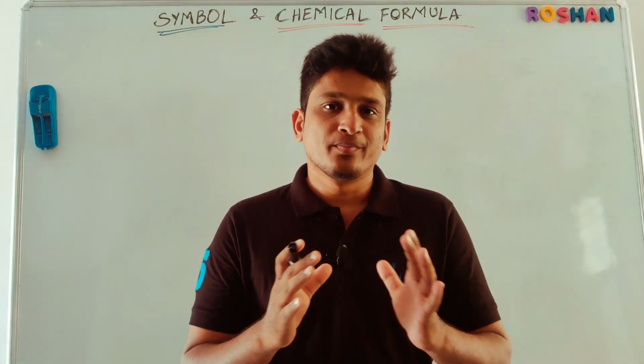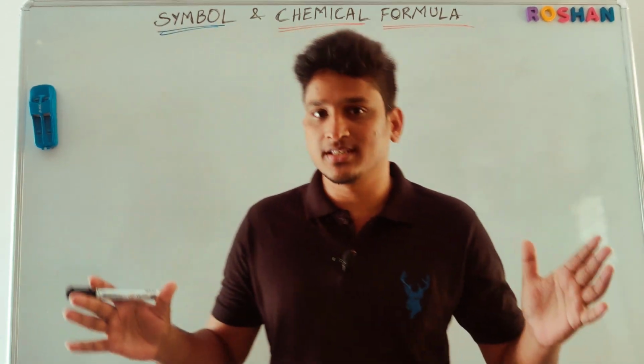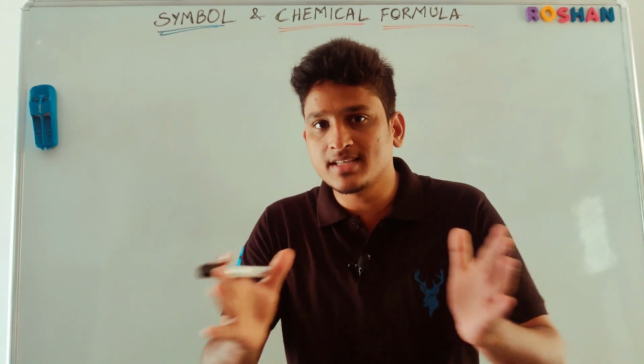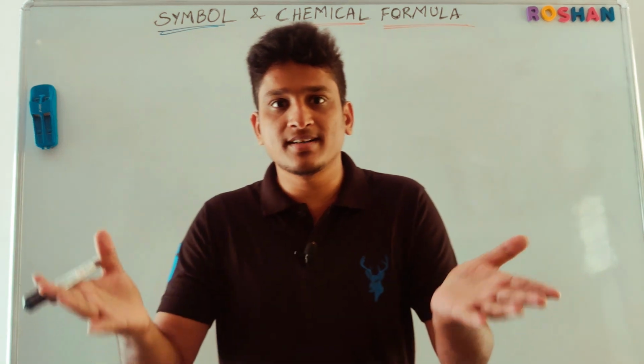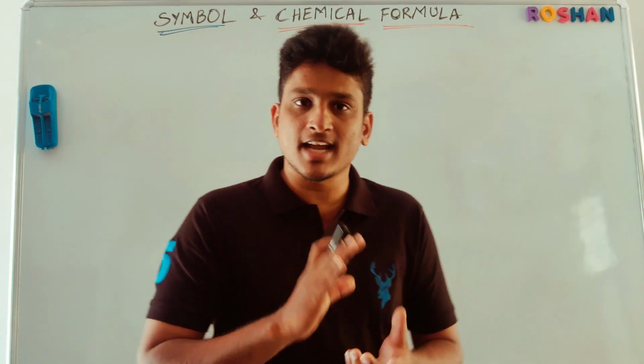Students, all these atoms are classified into 118 types. Yes or no? Each type is called an element. So all these elements have names. Then how did they get their names? For example, hydrogen. Why is it called hydrogen?